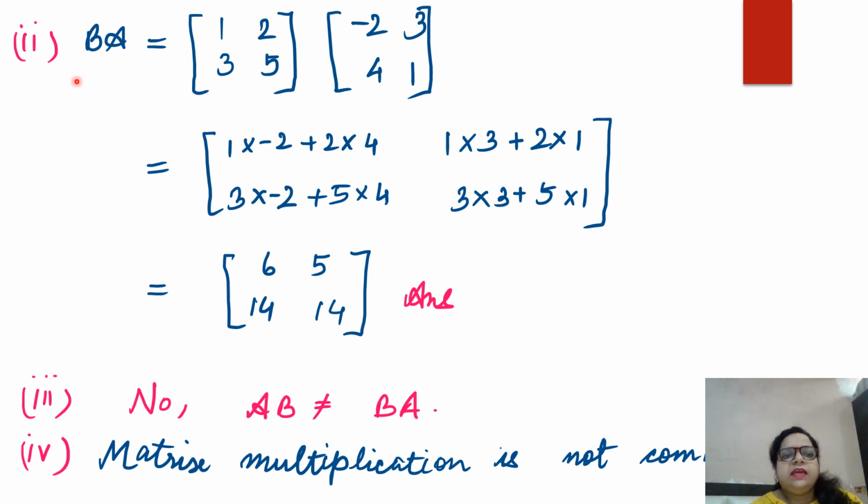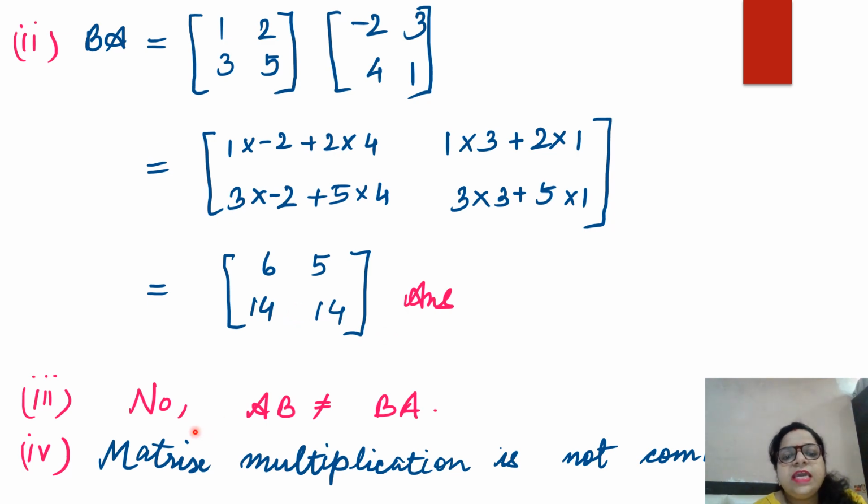Now matrix BA we have to find out. So [1, 2; 3, 5], the B matrix, is put first, and the A matrix, [minus 2, 3; 4, 1], is put second. Now the first row is multiplied with the first column, therefore 1 into minus 2 plus 2 into 4. 1 into 3 plus 2 into 1 will be the second element. 3 into minus 2 plus 5 into 4 will be the third element, and 3 into 3 plus 5 into 1 will be the fourth element. So what we get is 6, 5, 14, 14.